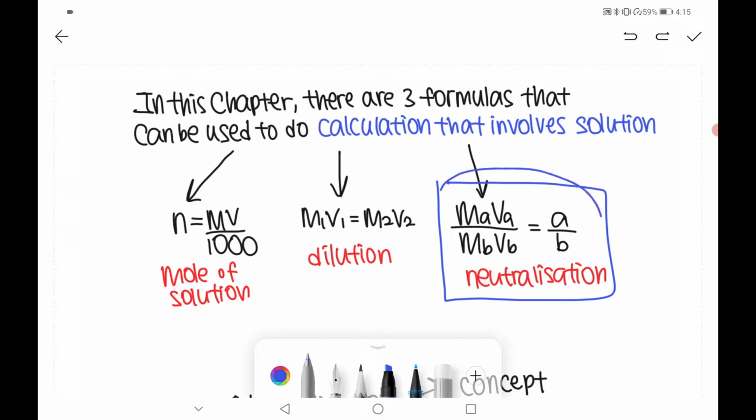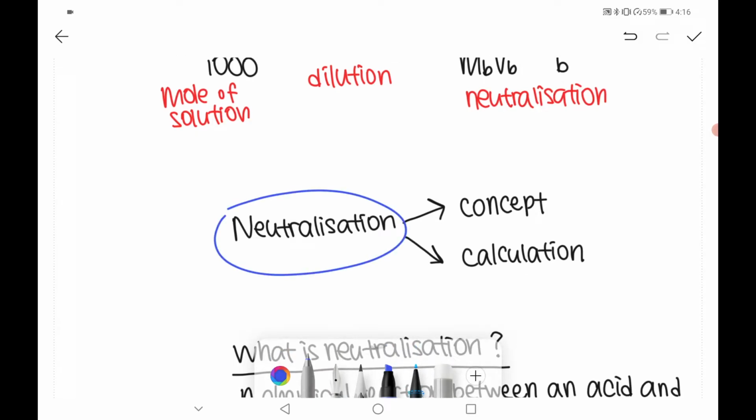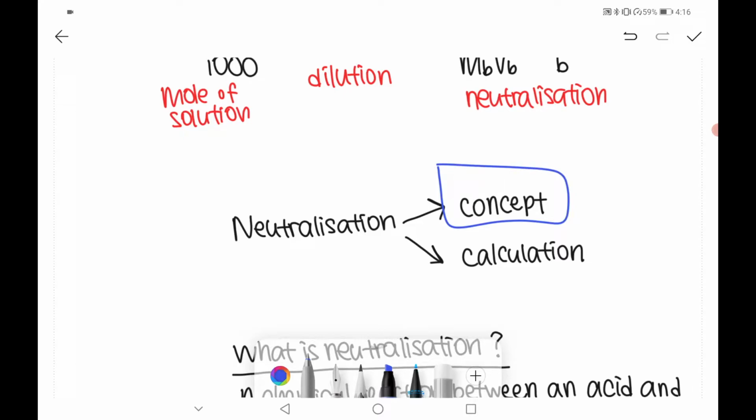This formula can be used to calculate something that is related to neutralization. Neutralization is a very important subtopic that everyone must know and understand. We need to learn 2 parts for this neutralization. In today's lesson we will learn the concept of neutralization and we will learn how to do the calculation for neutralization. So there are a total of 2 things that we will learn today.